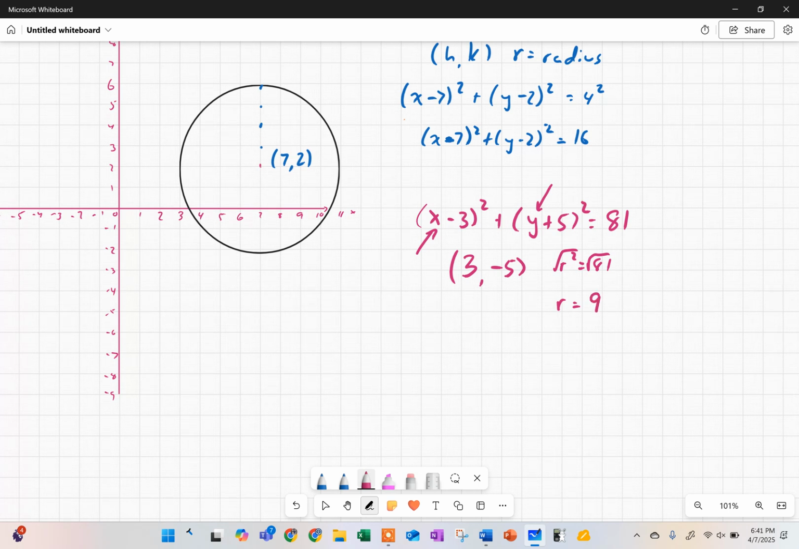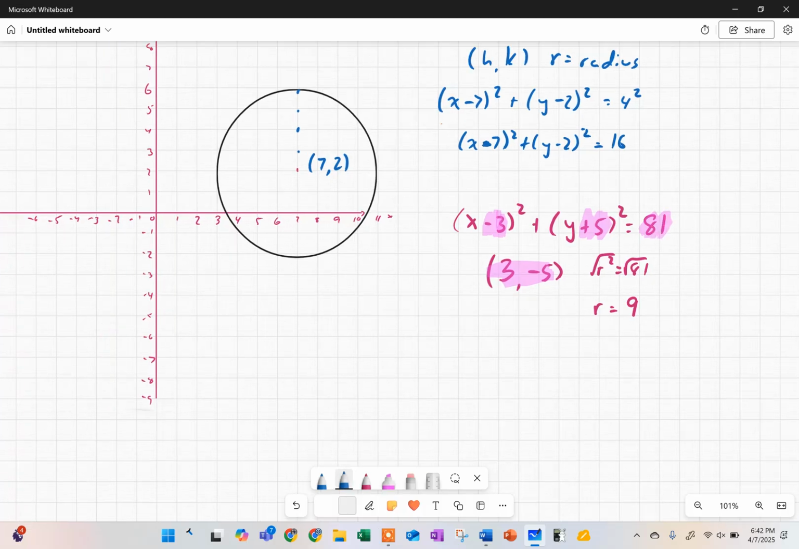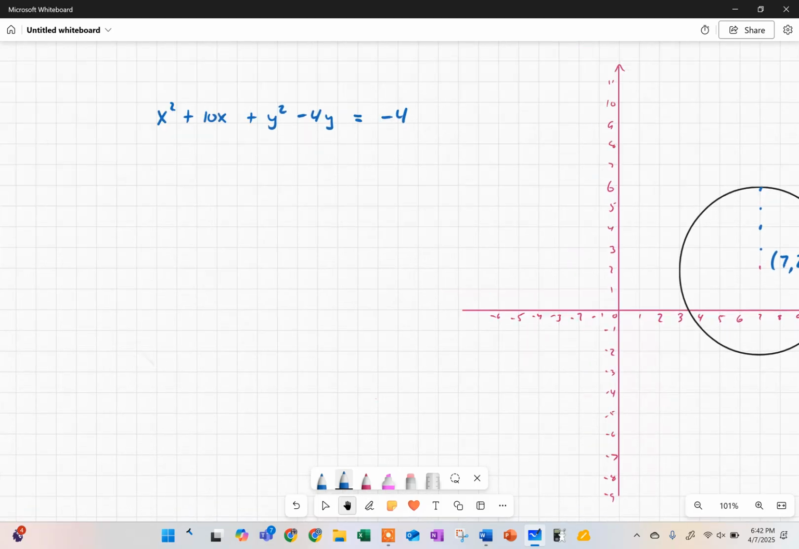So that is how you can get the center from the equation. It's the opposite of whatever that number is, and the radius is the square root of that number. And now I'm going to show you one last thing, and this last thing is kind of important.